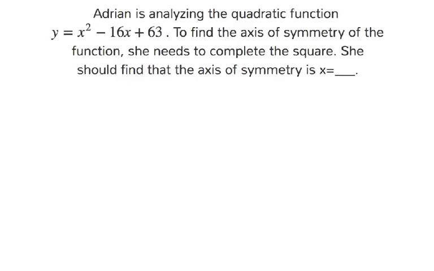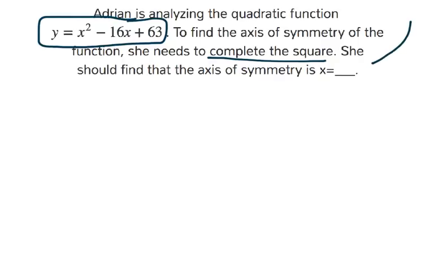Adrian is analyzing the quadratic function y equals x squared minus 16x plus 63. To find the axis of symmetry of the function, she needs to complete the square. She should find that the axis of symmetry is x equals blank.